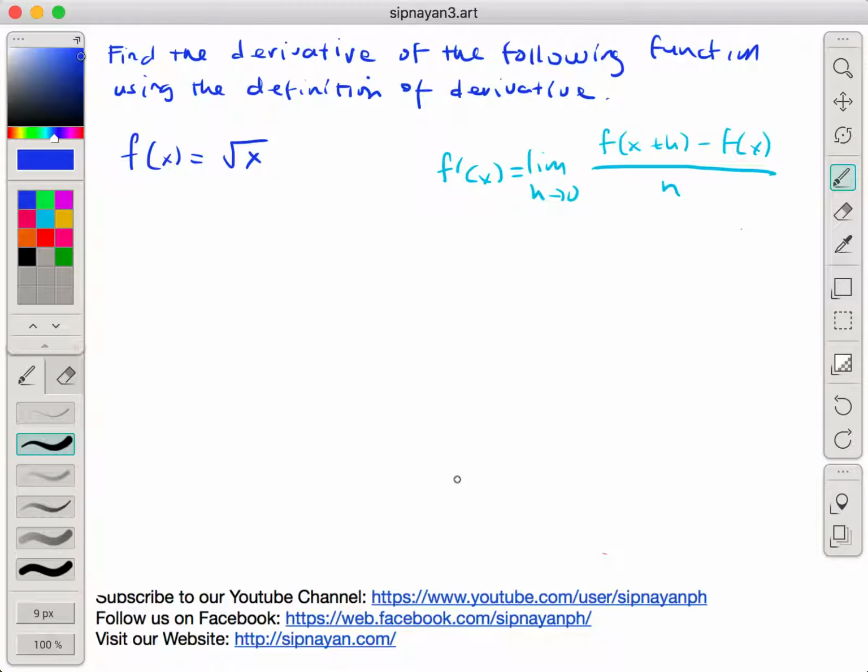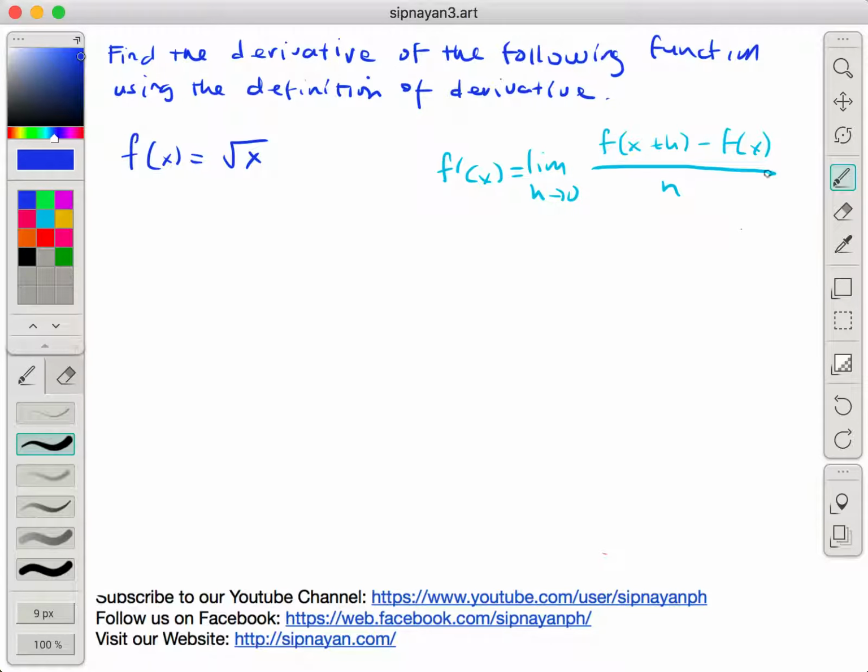In this video ay tutuloy natin yung series natin on calculus. And kung sinusundan nyo itong series natin ay I think nakita nyo na yung mga different examples on how to find the derivative of a function using the definition of derivative. So ito yung definition ng derivative at ito yung ginagamit natin to find the derivative of different functions.